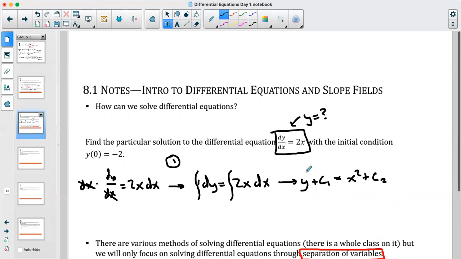And then to get Y by itself, because the question here is what is Y equal? You'd say Y equals X squared plus C2 minus C1. But really this whole thing, an arbitrary constant minus an arbitrary constant is just another arbitrary constant. C3, maybe? But really, we just call it C.